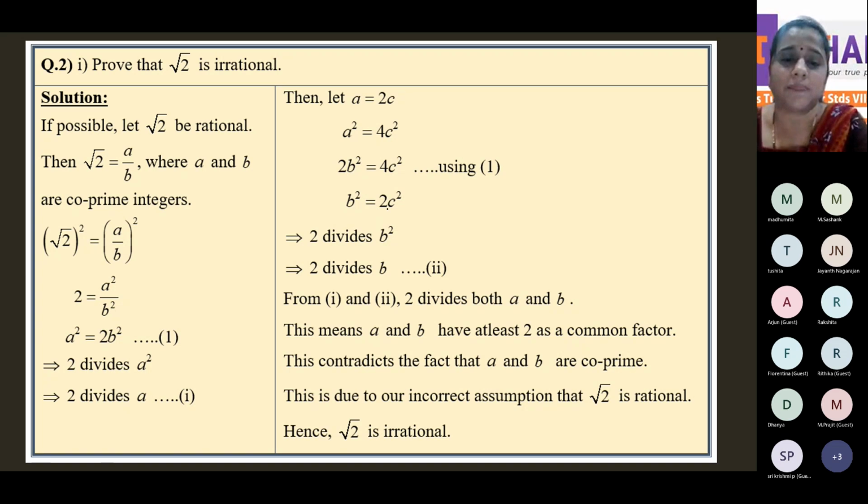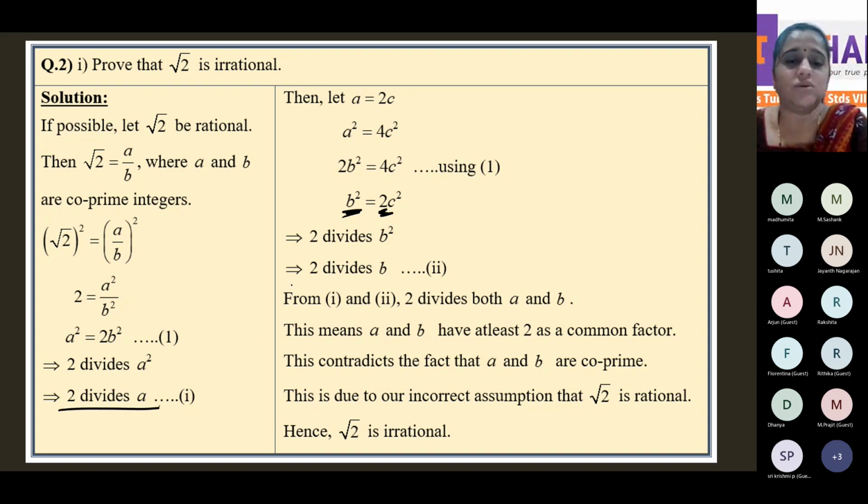Now we got something. B square is equal to 2C square, meaning 2 divides B square, because B square is 2 into something. That means by the theorem 2 also divides B. If a prime number divides B square, then that prime number also divides B. So 2 is a prime number, it divides B square, so it should also divide B.